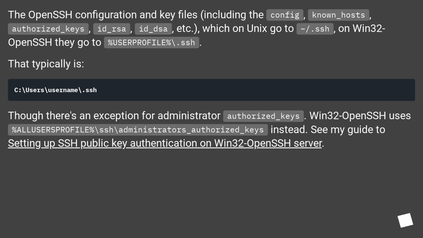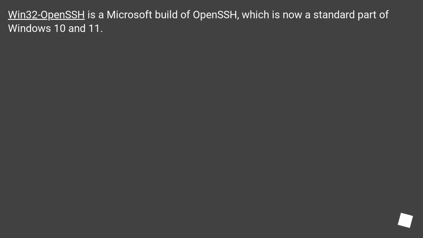Win32 openssh uses %programdata%\ssh\administrators_authorized_keys instead. See my guide to setting up SSH public key authentication on Win32 openssh server. Win32 openssh is a Microsoft build of openssh, which is now a standard part of Windows 10 and 11.